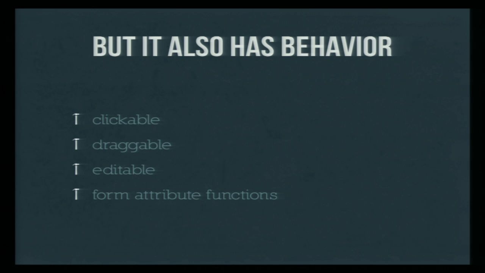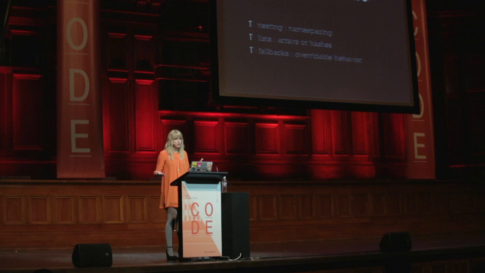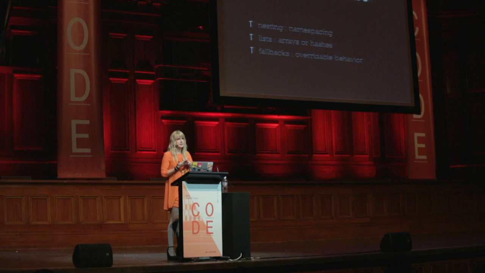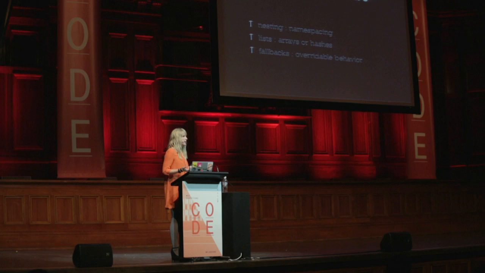You can make things that will happen automatically without you having to do anything, things like validation and placeholders and that kind of stuff. And it has relationships with the HTML around it. So you can think of nesting as sort of being like namespacing or like adding things to an object. You can think of lists and the relationship between elements in a list of any sort as things in an array or things in a hash. You can think of fallbacks for things like media elements as sort of abstract functions that you need to overwrite.